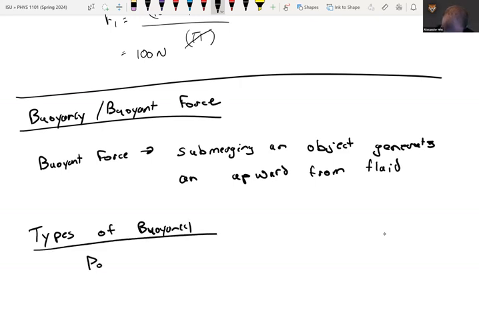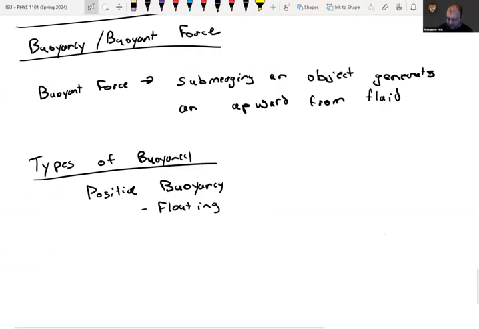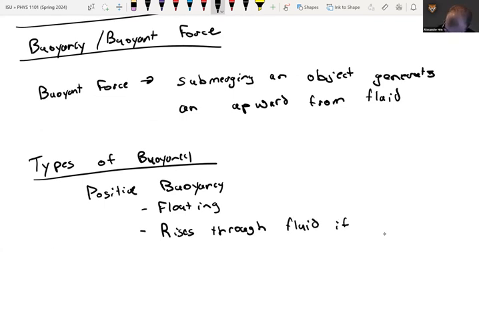You have positive buoyancy. And this is what we mean if the object is either floating, like a ship on the surface, you would say that object has positive buoyancy, or it rises through the fluid if submerged. An example of this would be if you've been at the pool or at the beach, you try and force the beach ball under the water and you let it go, it shoots right up. Okay. So that's what we mean by positive buoyancy.